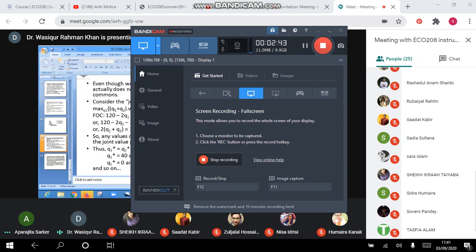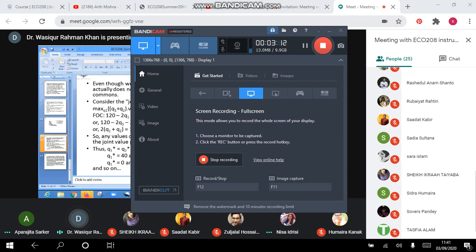So Q1 star equal to Q2 star equal to 30 could be a solution. 30 plus 30 is 60. Q1 star is equal to 40 and Q2 star is equal to 20 could be another solution. 40 plus 20 is equal to 60. Or Q1 star is equal to 0. So there is no equal distribution necessarily; they may or may not be equal.